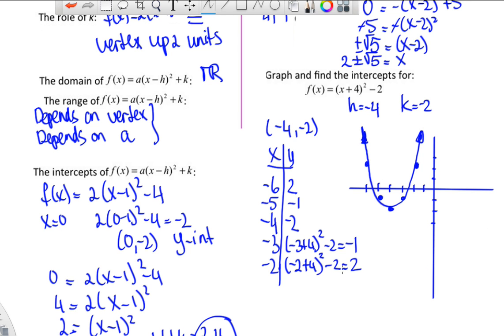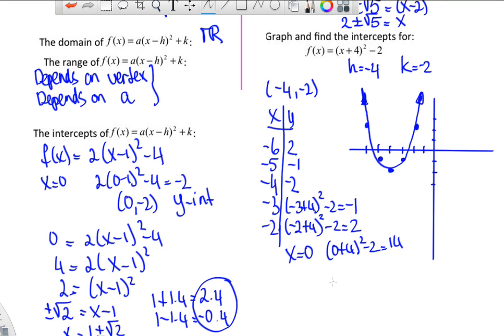Okay, solving for the intercepts. So I don't have either one of them yet. So if I make x 0, I get (0 + 4)² - 2. 16 minus 2 is 14. So that's why we don't see it. It's way up there. My graph isn't big enough for that.